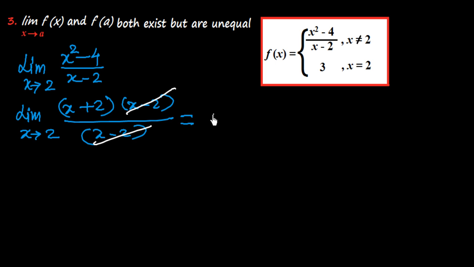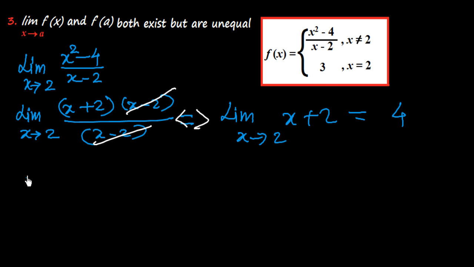Now limit x tends to 2 for x plus 2. If we put the value of 2 here, 2 plus 2 is equal to 4. The limit of this function is 4. Now the function value f of 2 is given 3. So this value and this value are not equal. Both exist, but they are not equal. The limit and the function value both exist, but are not equal.